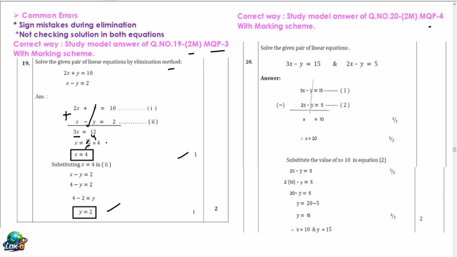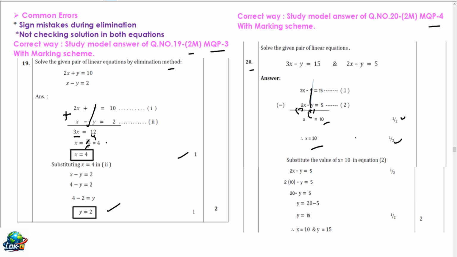And in model question number 4, you can observe question number 20. 3x - y = 15, 2x - y = 5. Observe, whenever both of them have the same sign, you have to change the sign here. Plus becomes minus, minus becomes plus. y cancels. 3x - 2x will be x. 15 - 5 is 10. Therefore, x = 10. For this, you will get half a mark and half a mark.